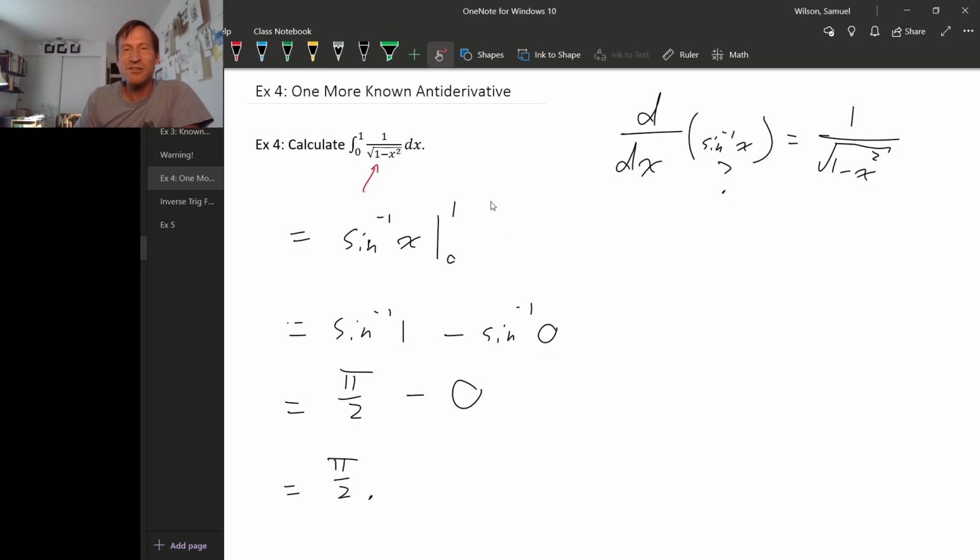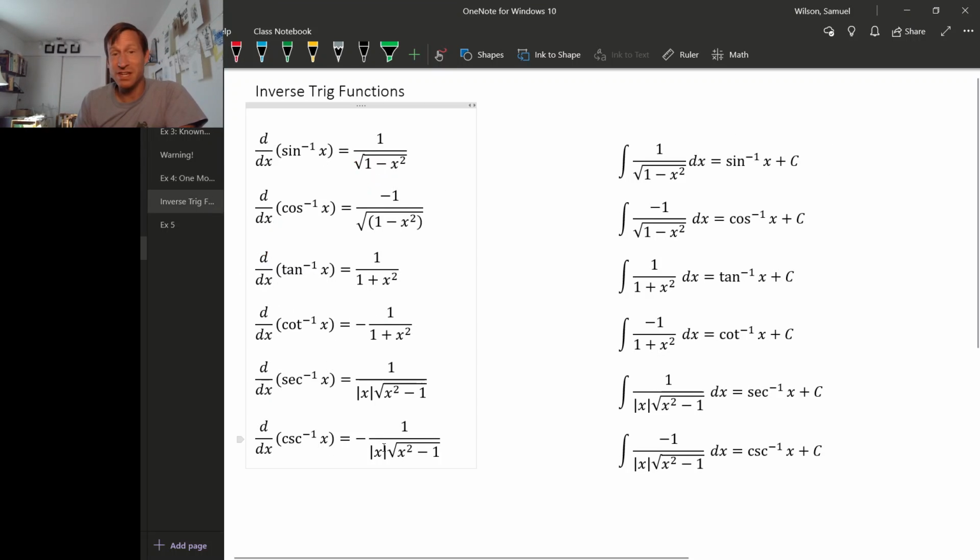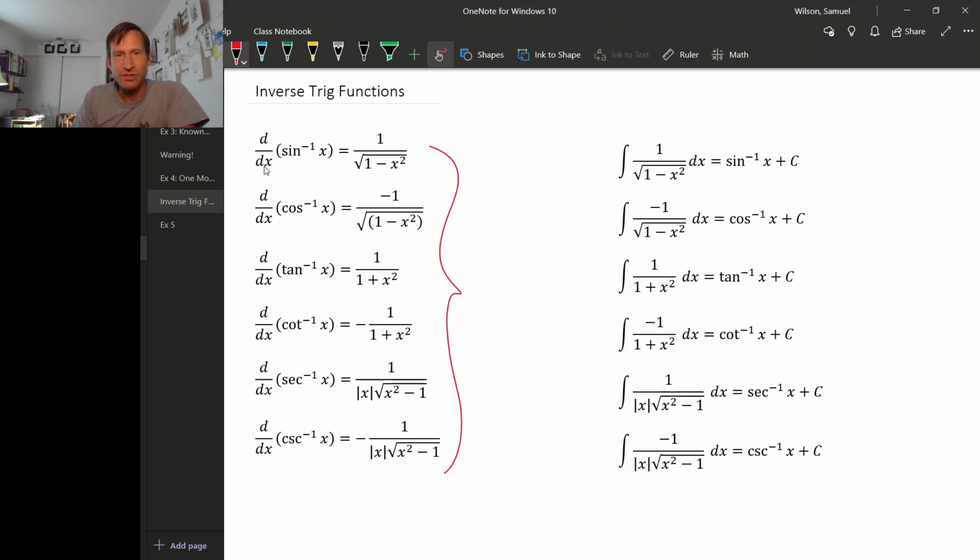All right, so this other class of antiderivative formulas that we already know that I mentioned is all of the inverse trig functions. So here are all of the derivatives of the inverse trig functions here on the left. Inverse sine, 1 over square root of 1 minus x squared. Inverse cosine, its derivative is actually the same but with a minus in front of it, like that. And then the derivatives of all the rest. For each of these, we get a corresponding integral formula or antiderivative formula, and that's all of these on the right.